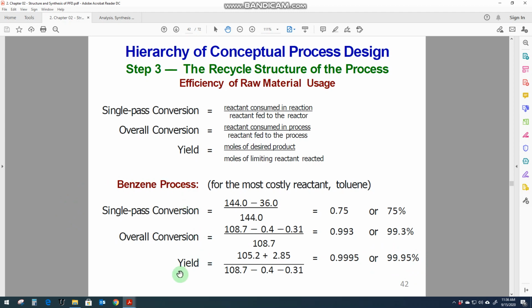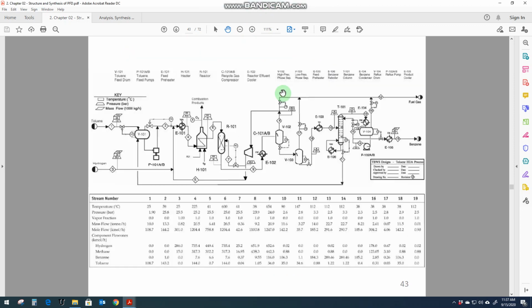Now these are the three indicators that we usually use when we determine the amount of conversion of the reactant into the product, and how we can actually optimize the overall conversion and the yield of the process. Now here this is a flow sheet again, so you can see different stream numbers, and here is the table again, so that you can use this table to analyze the single pass conversion, overall conversion, and the yield of the reaction.